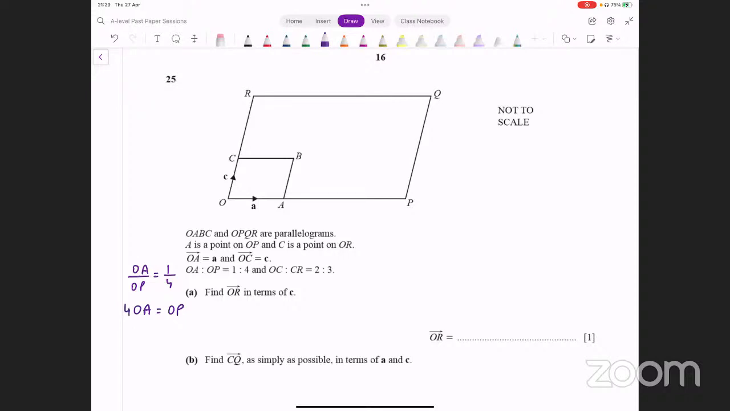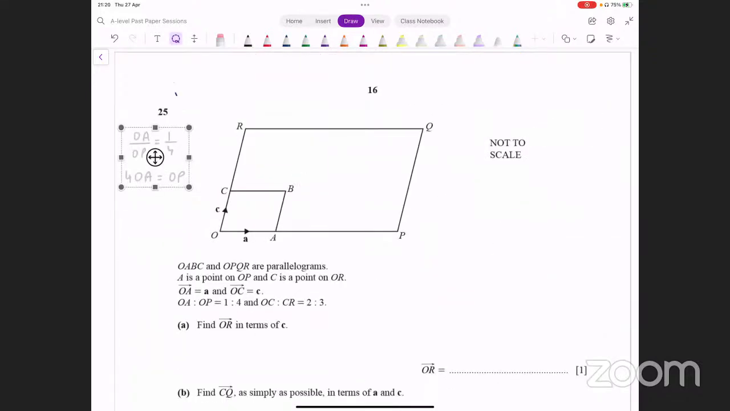तो whatever OA is, उसको 4 से मल्टीप्लाई करेंगे तो OP आ जाएगा. तो हमें पता है OA वेक्टर A है, तो हम OP वेक्टर लिख सकते हैं. फिर OP वेक्टर क्या हो जाएगा, ऊपर लिख लेते हैं. OP वेक्टर क्या हो जाएगा फिर, 4 times A हो जाएगा.